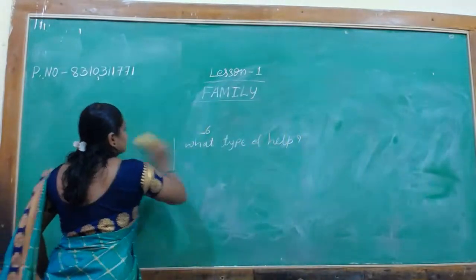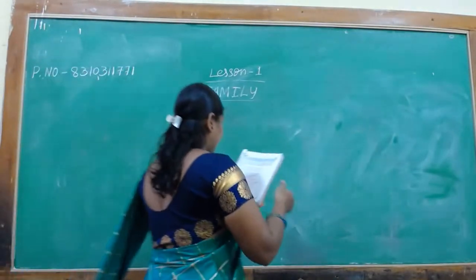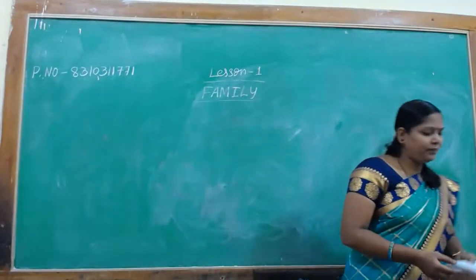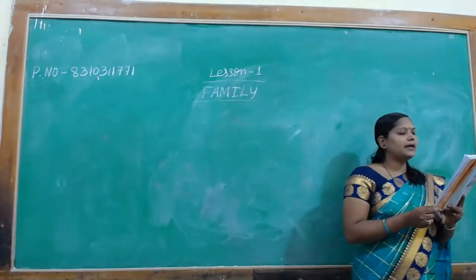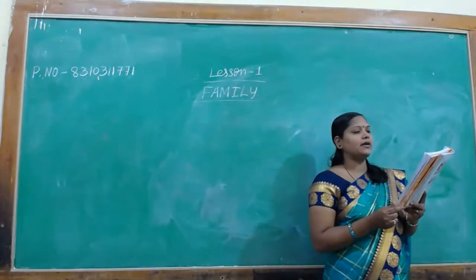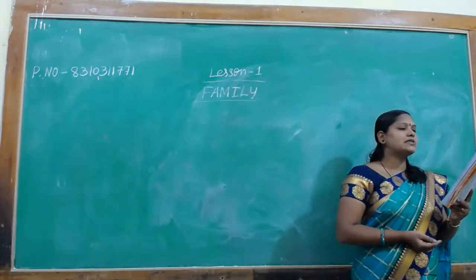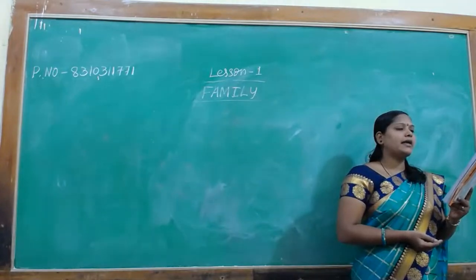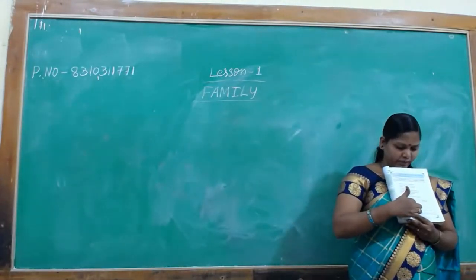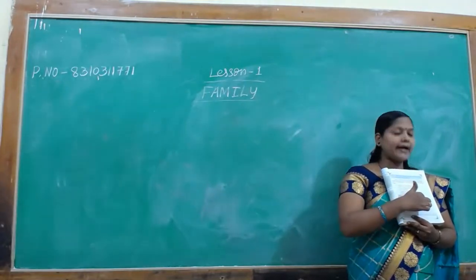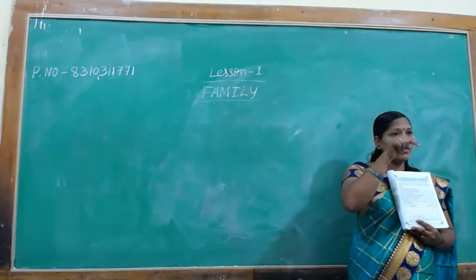Now, next. See here, second, page number 27. Here, I have introduced you to different families. Read the below aspects and differentiate as my family and other family. Write the differences in the boxes provided on the next page. Here, page number 27, they have given my family and other family, and your family and other family.